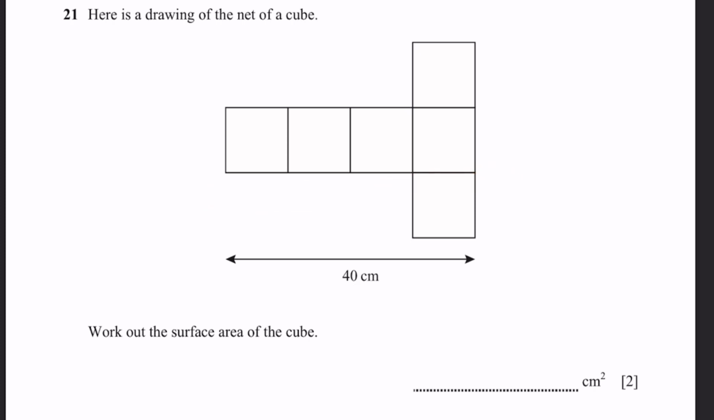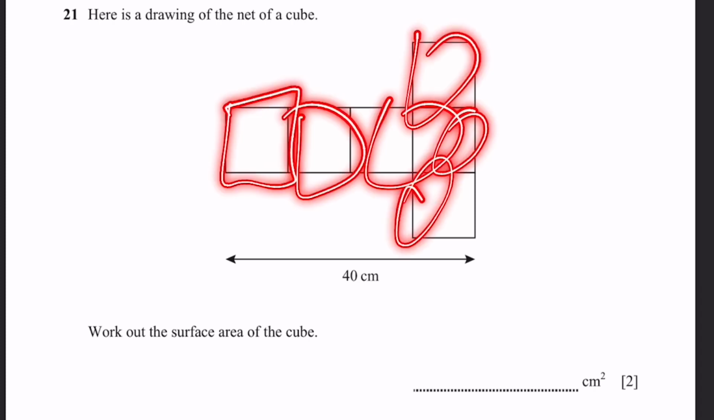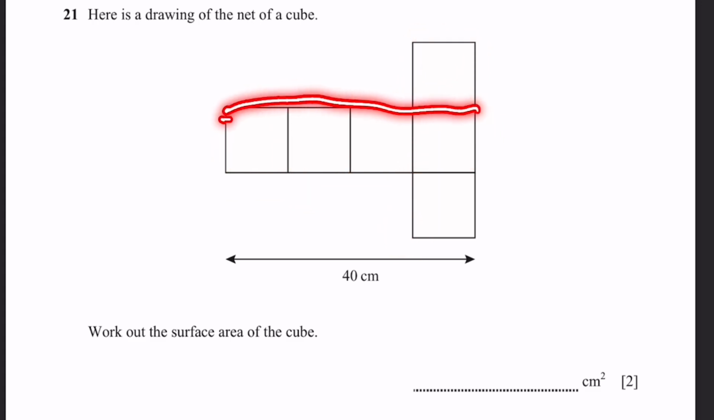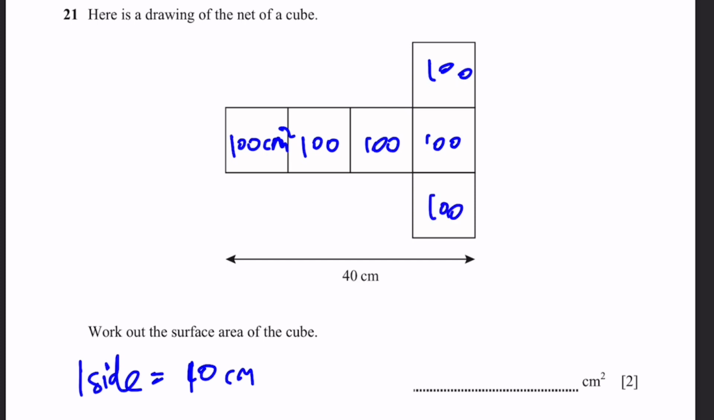Work out the surface area. To do this, we can see that the cube is made of 6 squares and the squares all have equal length. So the 4 sides of the same square is 40 centimeters, which means one side is equal to 10 centimeters and one square is equal to 100 centimeters squared. Now 6 of these will be 100 into 6, which is 600 centimeters squared.